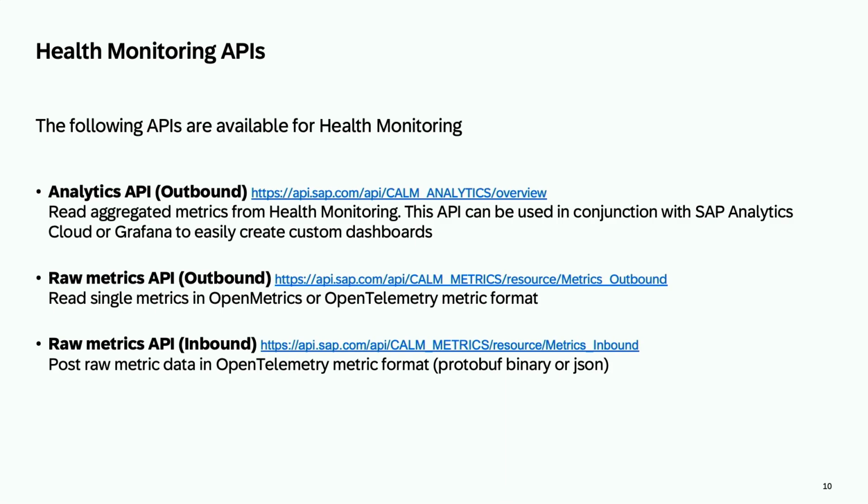If you don't want to use health monitoring, but you still want to have the data, we can take Cloud ALM more or less as a proxy to have central access to all the metrics from the different products from SAP. This analytics API is not giving you the raw data. It is giving you aggregated data on different granularities. You can attach an analytics tool like, for example, Analytics Cloud or Grafana to this API to build your own dashboards.